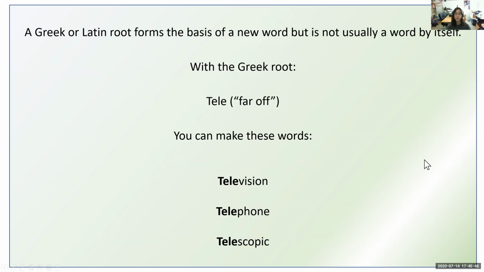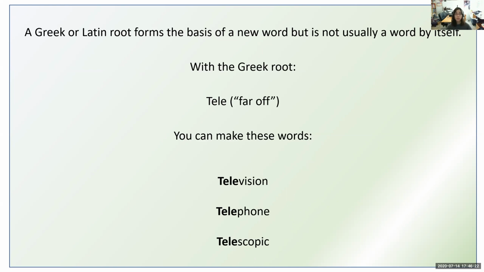And a Greek or Latin root forms the basis of a new word, but it's not usually a word by itself. So for example, the Greek root tele is not really a word in and of itself, but if it's combined with other things, then it can become a word. And tele means far off. So you can make these words using the Greek root tele. You can say television or telephone or telescopic. Notice that they all have tele in it, but then adding different letters makes different words, even though they all have the same root.